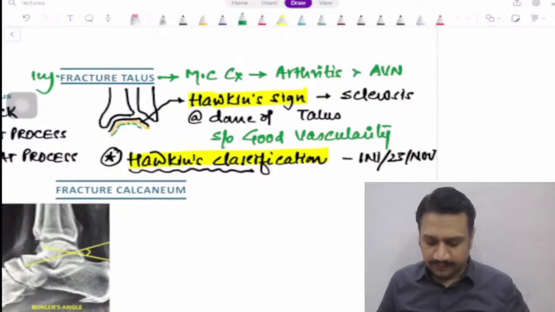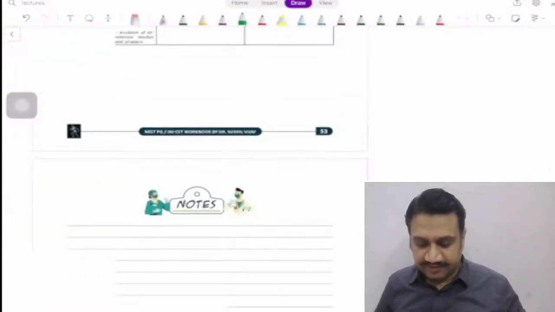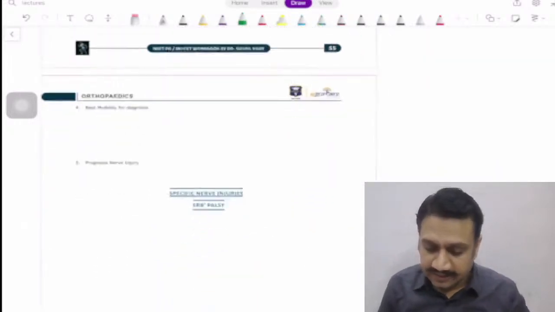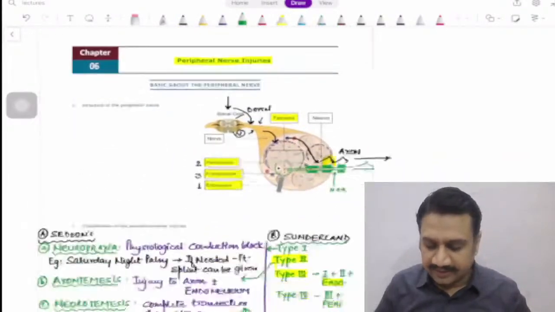Now coming on to the nerves, what all special test I want to remember from the nerve area. See, first of all, in the nerves, I want to remember this classification system, especially the Seddon's. Please remember that there are three kind of injuries.